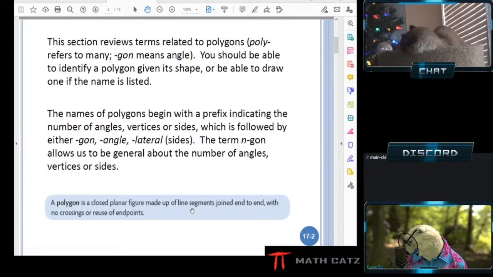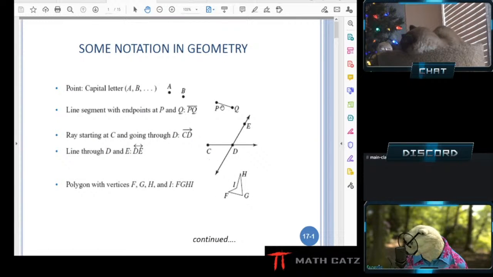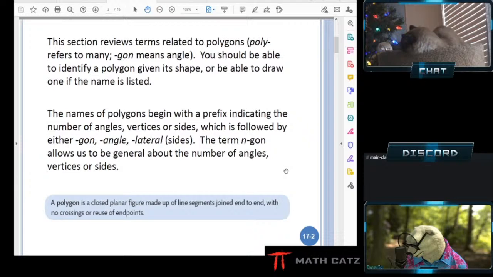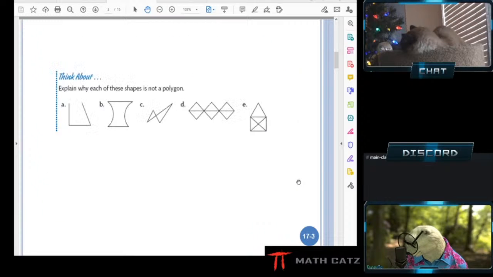And it's made up of line segments. That's a line segment, straight line segments, joined end to end with no crossings, no reuse of endpoints. So let's have some examples that we can think about. And there are some in the book as well. I don't think they overlap. We'll just do them all.